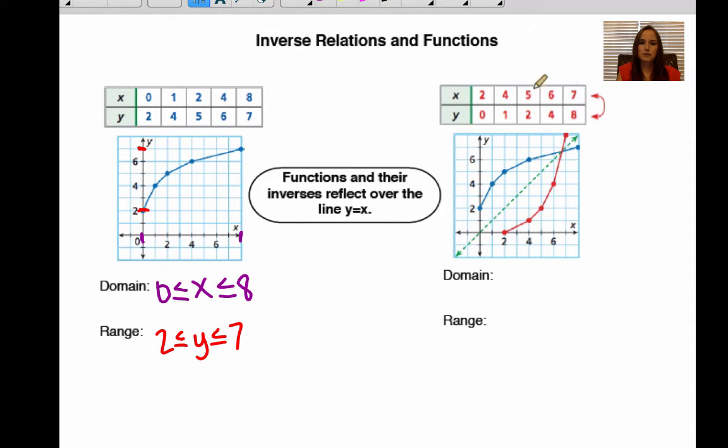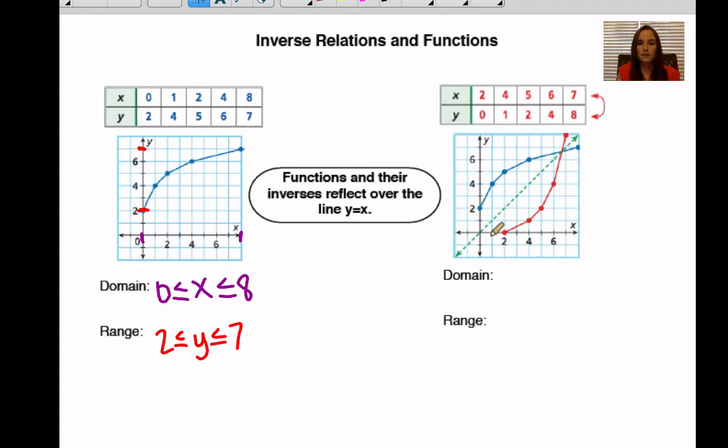So let's look at this table. This table has 2, 0. And if we look at the point that corresponds to it from the original table, it was 0, 2. So notice those two just flipped. And then we had a 1, 4 on this one, and now it's 4, 1. We had a 2, 5, and now it's 5, 2. So you notice that the x and y flipped places. That's what's going to create the inverse of the original problem that was given.